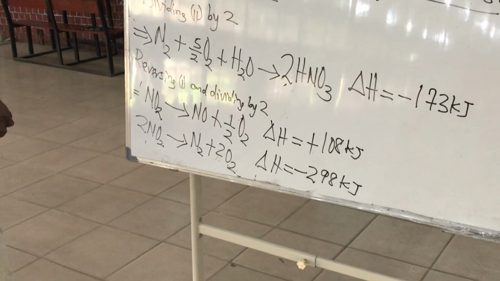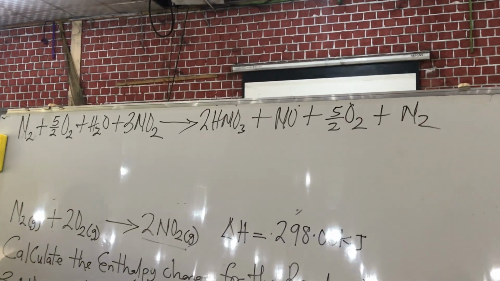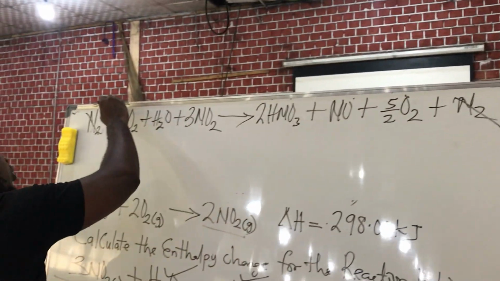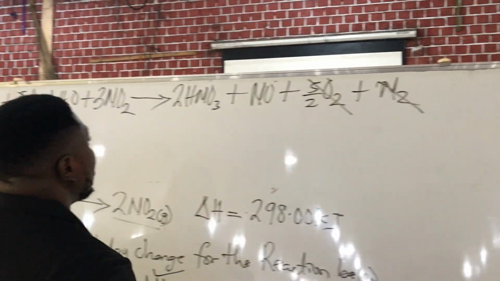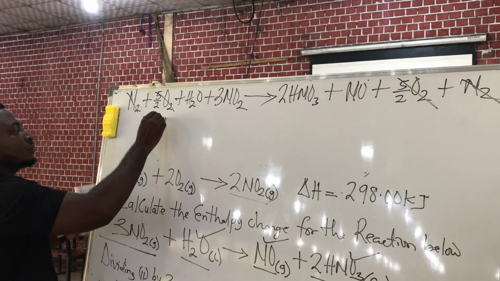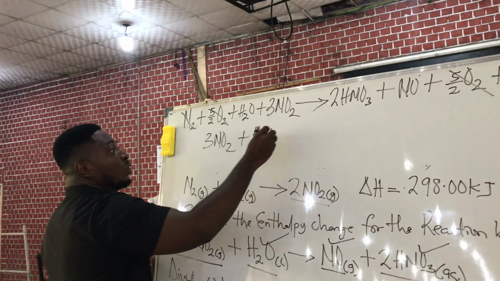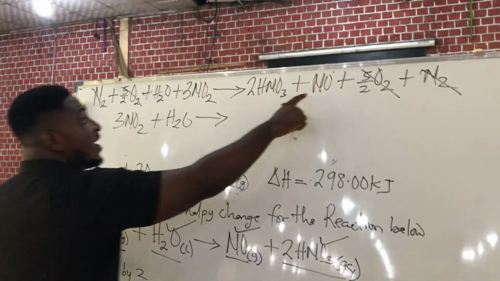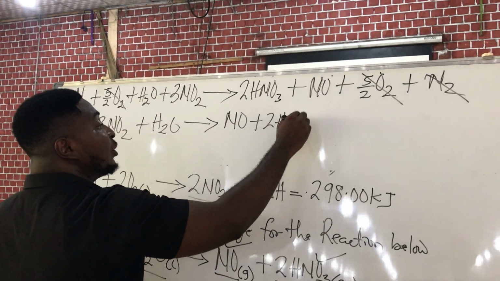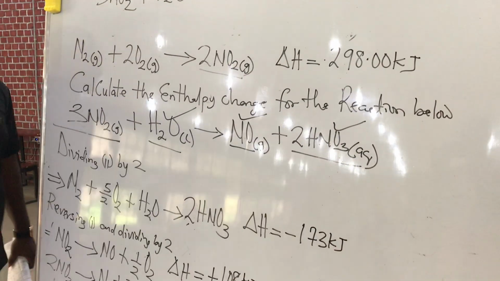Class, after adding up the three equations, anybody that appears the same here and here, let them cancel. So who is cancelling who out? N2 cancels N2. 5 over 2 O2 cancels 5 over 2 O2. Who is now remaining? 3NO2 plus H2O to give what? NO plus what? 2HNO3. Class, does this exactly look like our question? Yes, meaning you have done something right.